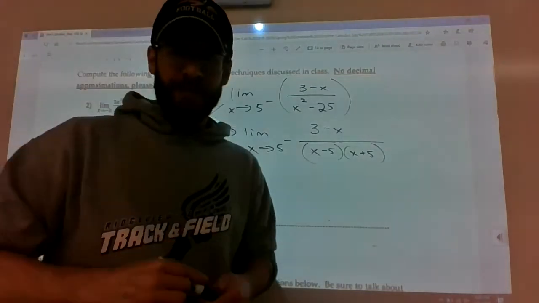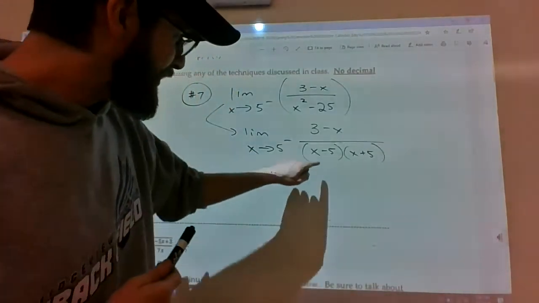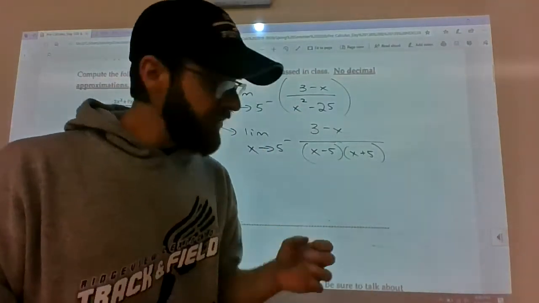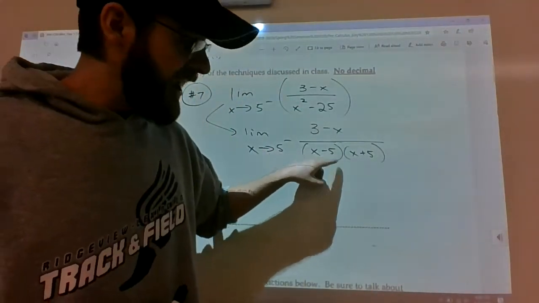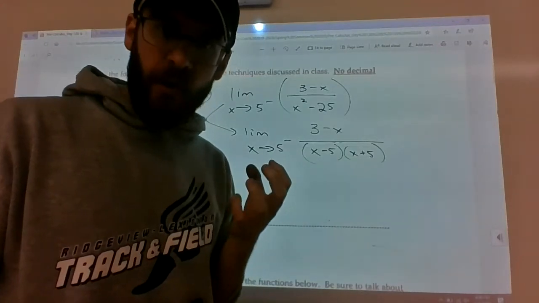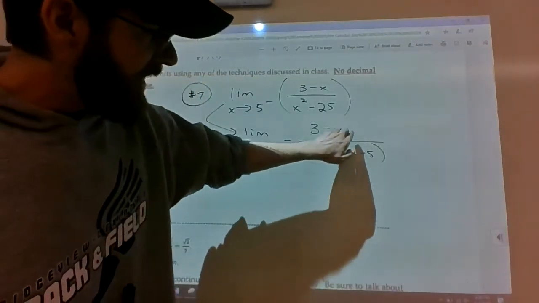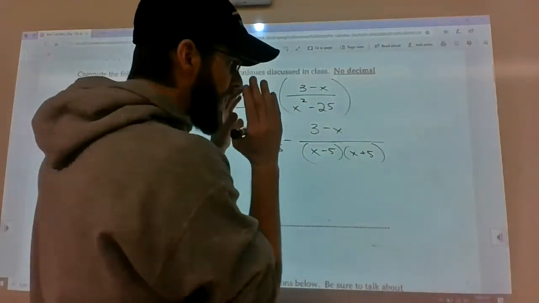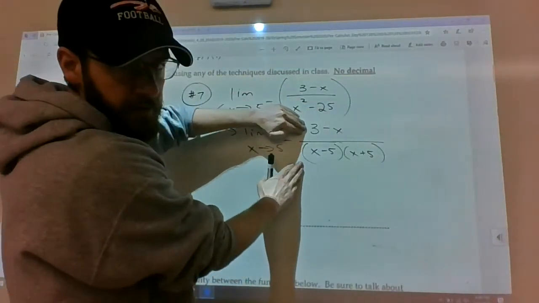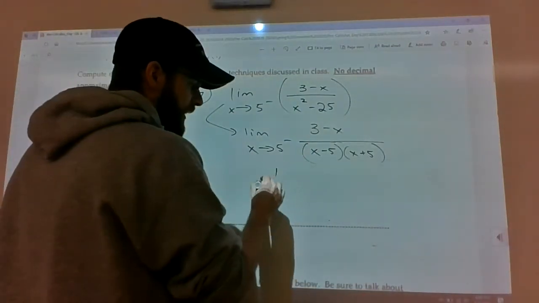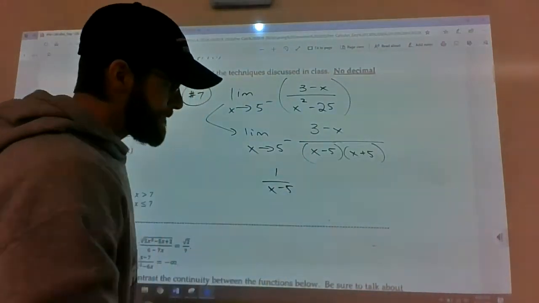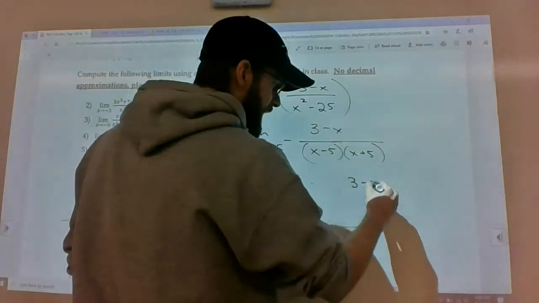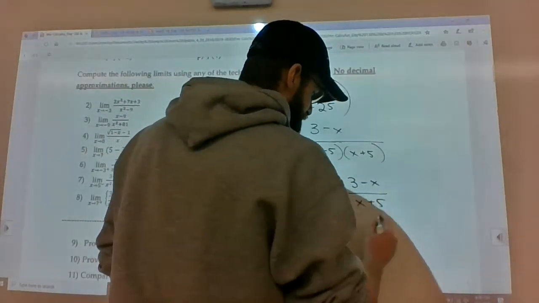And this is usually where I would color code things and say, look, this is the one that's red, x minus 5. It's the one that if I took 5 minus 5, I would get 0, a divide by 0 error on the bottom. That will not cancel out with anything on top. So what I'm going to do is rewrite this function as 1 over x minus 5 times 3 minus x over x plus 5.